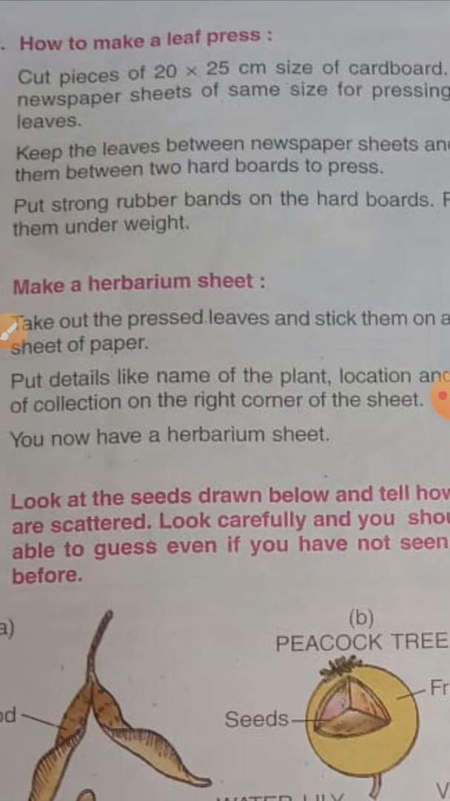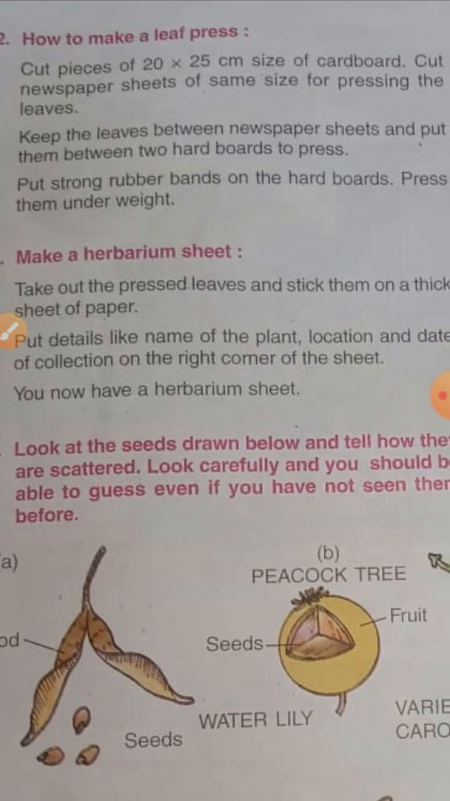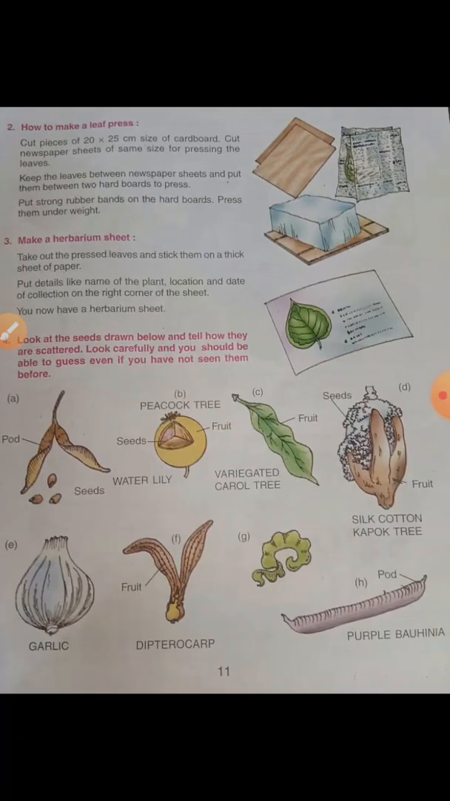If you do not have newspaper, you can use any old copies or useless paper to press the leaf in between. Besides that, cardboard of the same size is also required, so that the newspaper will be covered by the cardboards, or any other board you have, even of a different size, can be used. Then you have to press it between these and keep a heavy load over it, as you can see here in the diagram.